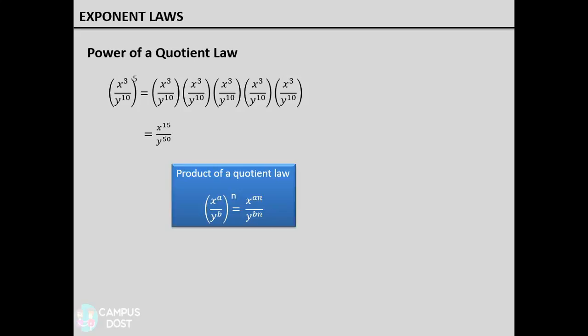If we are raising a quotient to a certain power, let's say n, then to simplify this, we multiply n by the exponents within the quotient. For example, to simplify this power of a quotient, we first multiply the outer exponent 11 by the exponent in the numerator 7 to get k to the power 77, and then we multiply 11 by the exponent in the denominator to get w to the power 33.